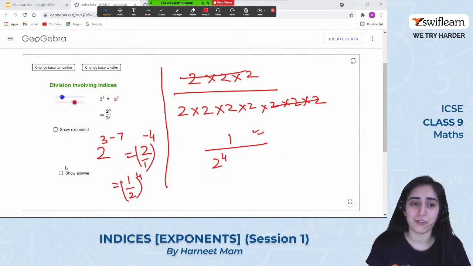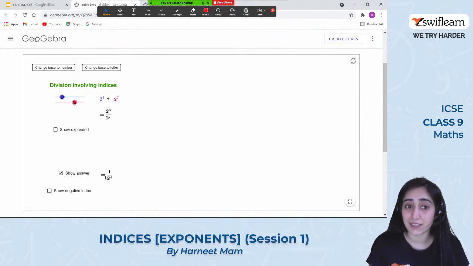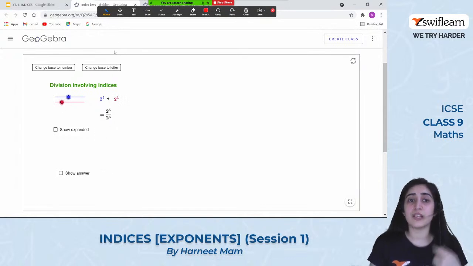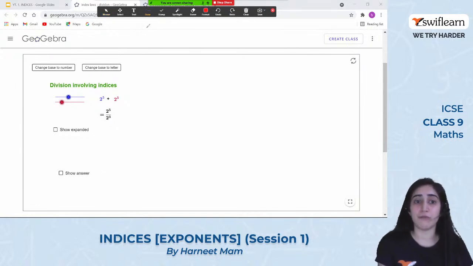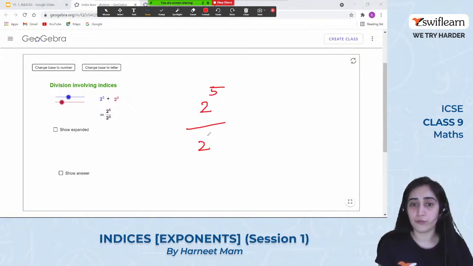Alright, so let's see have we got the right answer or not. Yes, can you see that? We got the right answer. Let's change it to another question and make a little more power. To 5, and the power below we now reduce. Let's see that. So what will happen? So 2 raised to the power of 5 divided by 2 raised to the power of 3.